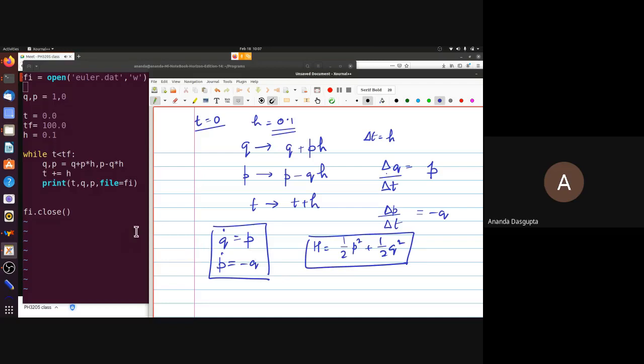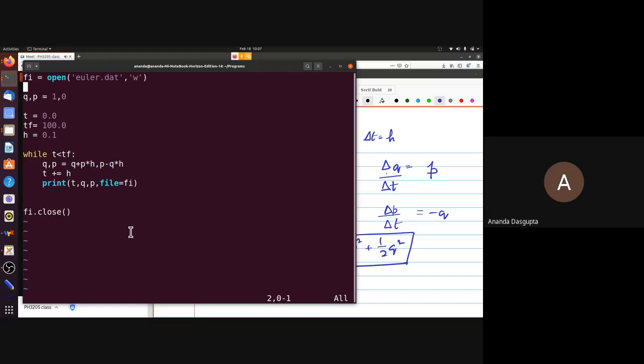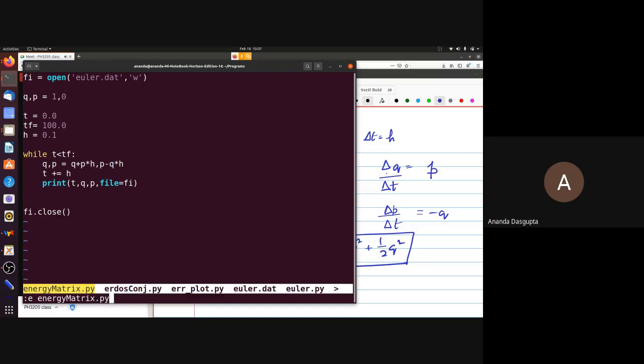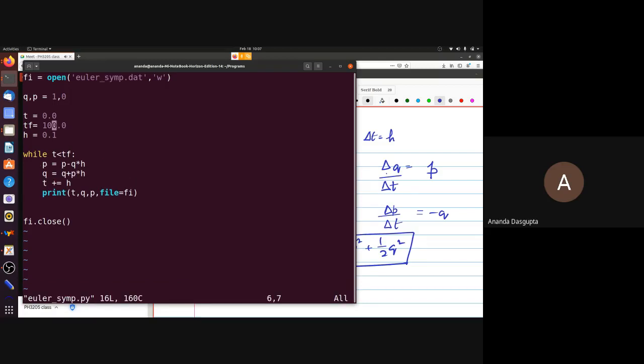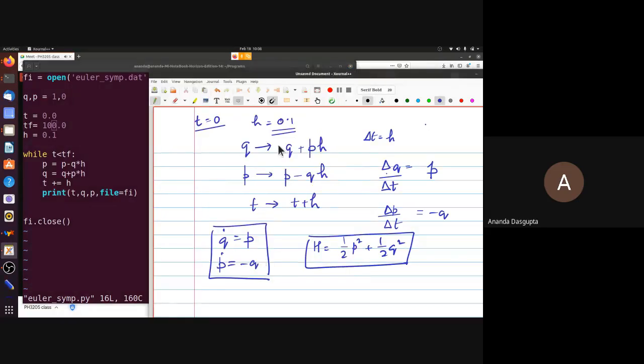Okay. But now what I want you to take a look at is another piece of code, which is similar. In fact, it's essentially the same code, right? Except that the two lines have been broken up. Instead of writing these two lines together, what I've done is I've written this P equal to P minus QH line, then I've written the Q equal to Q plus PH line. Okay? Clear?